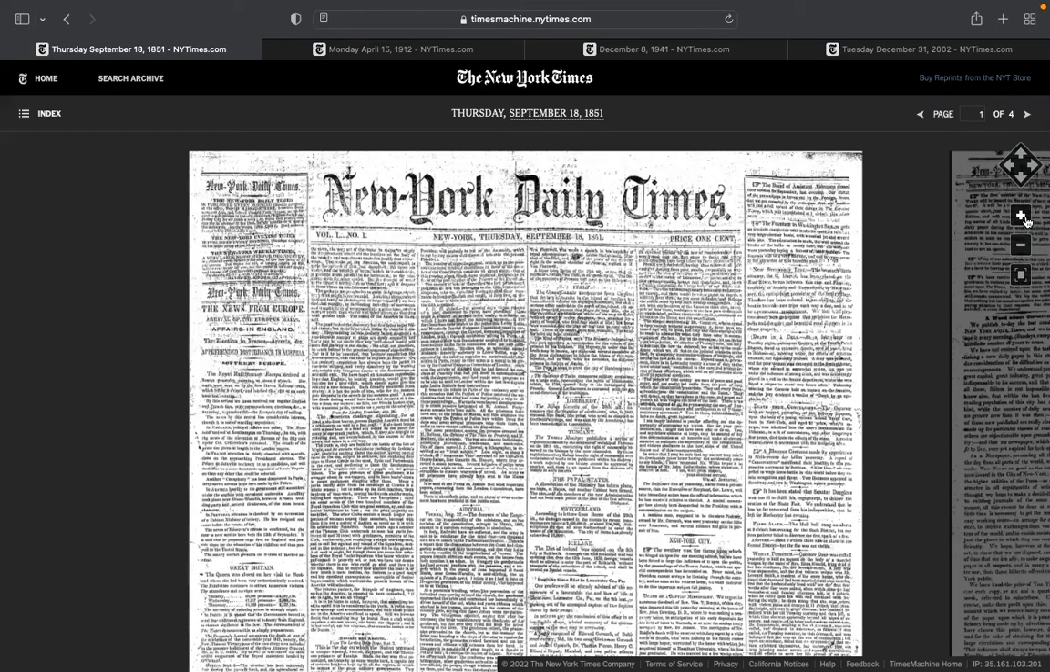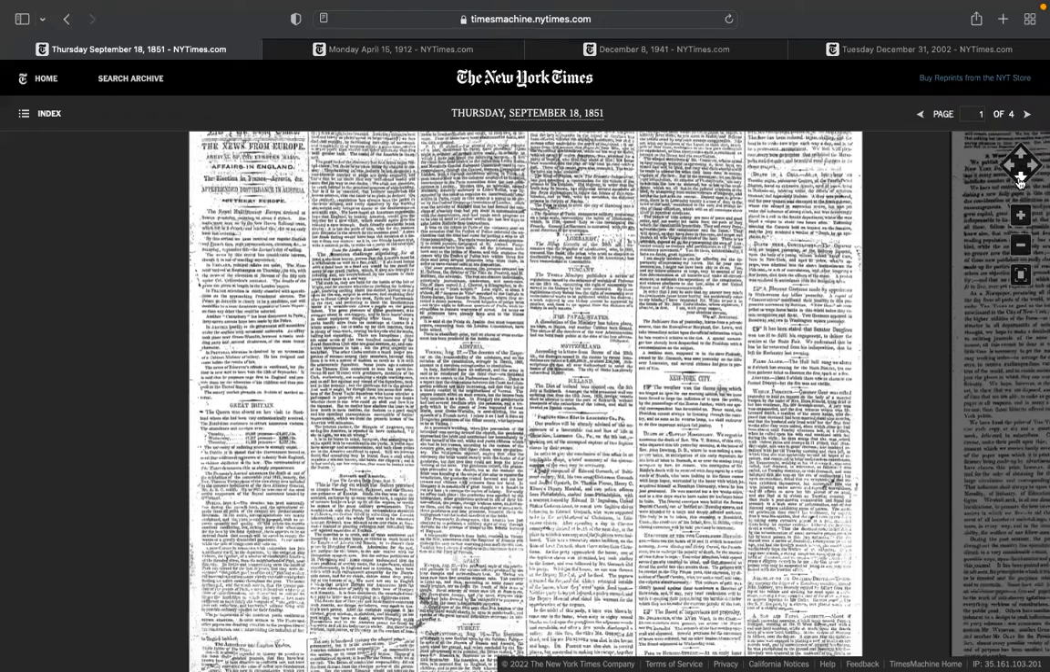I'm Adam Correa. I'm doing the evolution of the New York Times. The first edition came out on September 18th, 1851, and it wasn't called the New York Times, it was called the New York Daily Times. No ads are displayed on the front page, just a bunch of text.